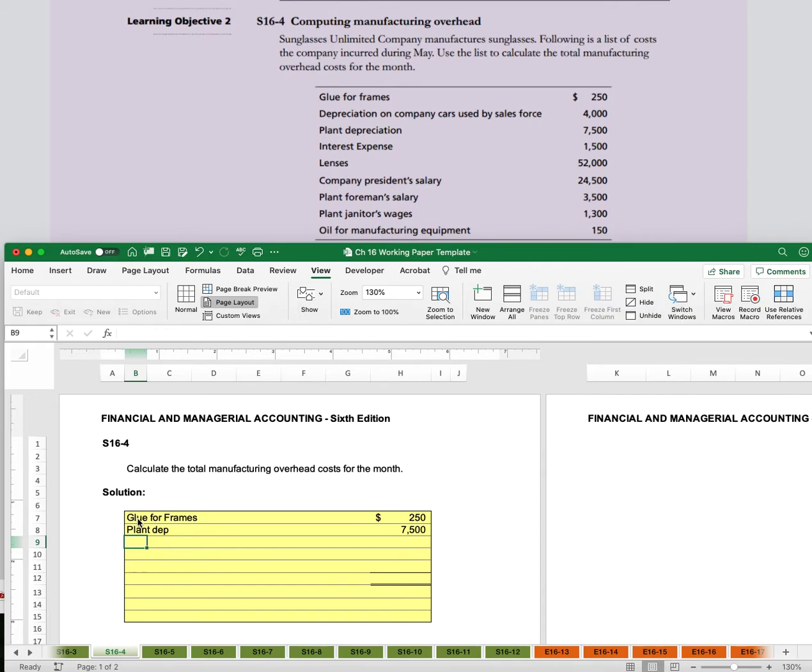Interest expense is a period cost. Lenses is a direct material, so we'll ignore that. The company president's salary is a period cost because the president is overseeing the entire company, not just our production. The plant foreman's salary, now we're talking about the plant, so that is an indirect labor, and so we'll include that.